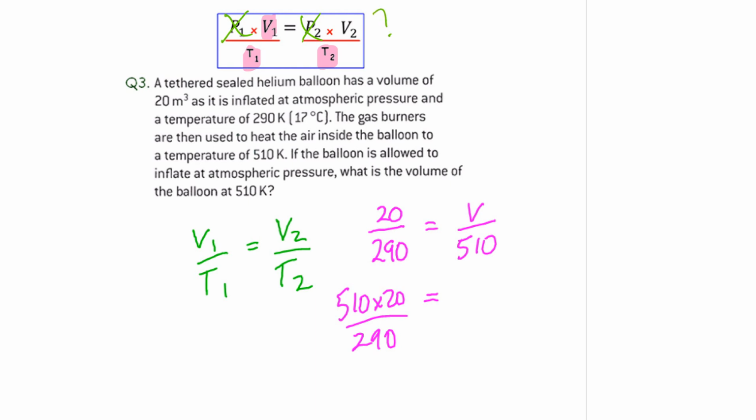We're after V2. So V1 divided by T1 equals V2 divided by T2. Okay, so we've got that equation there. And then we put in the values. 20 metres cubed divided by 290 Kelvin equals the new volume, we don't know what that is yet, divided by the temperature, 510 Kelvin. So rearrange that and you get the volume is going to be 510 times 20 divided by 290.